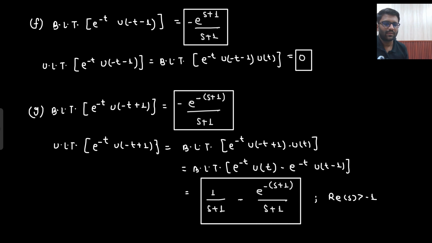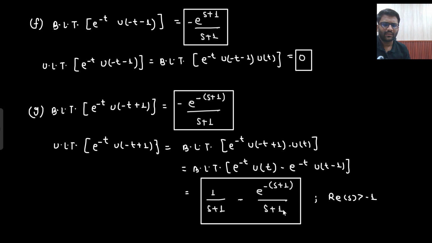Well and good. Okay. Here we are calculating the bilateral Laplace transform. So the bilateral Laplace transform of this one I can write down on my own. This is how I have written it down. So this is the answer: 1 upon s plus 1 minus e to the power minus (s plus 1) upon s plus 1.